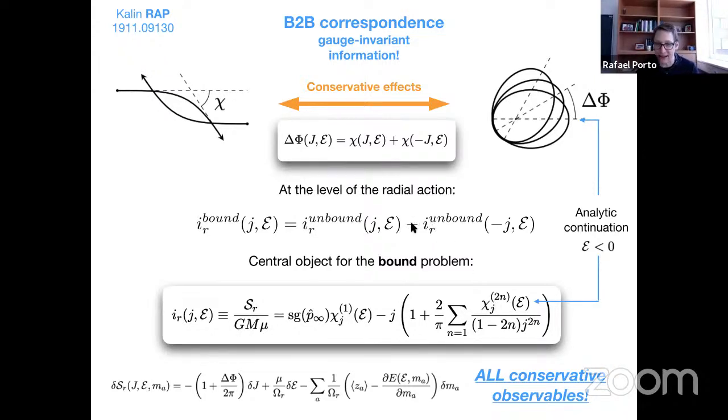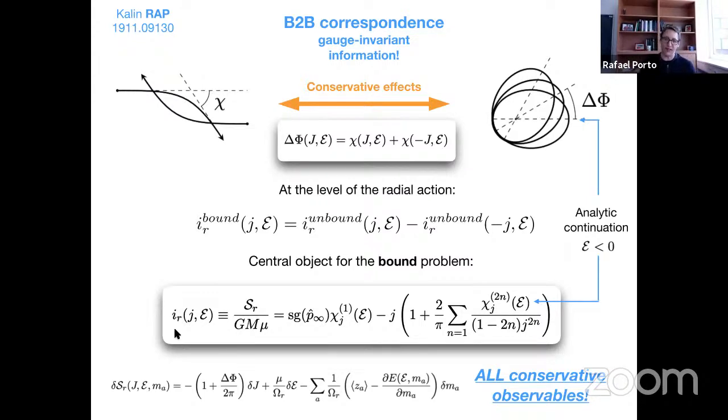And because we kill the odd terms, only the even terms contribute. And this is just an energy factor that you can fit, and in the large J limit is very easy. It's related to the time delay. So negative binding energies analytically continue the scattering angle, and we get the bound radial action.